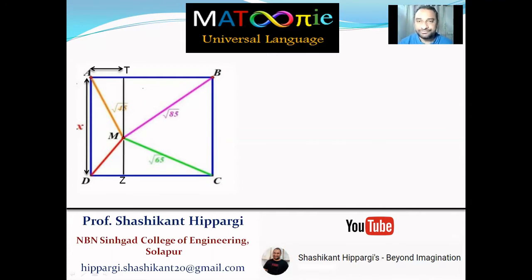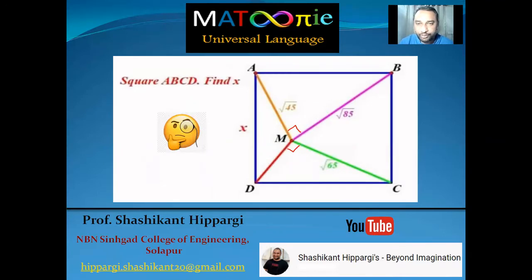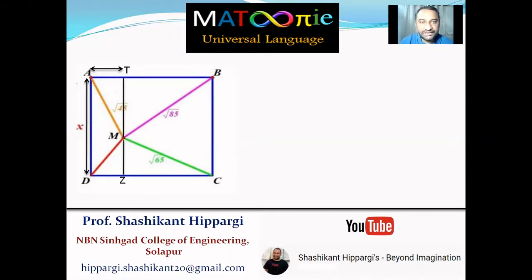If you look at the question, there is no line given from this M point to this AB line. So the first thing I have done is drop a perpendicular line from this M point to AB, and name the foot T. Now consider this length as B. And this length, from this end to this end, I am considering as A.